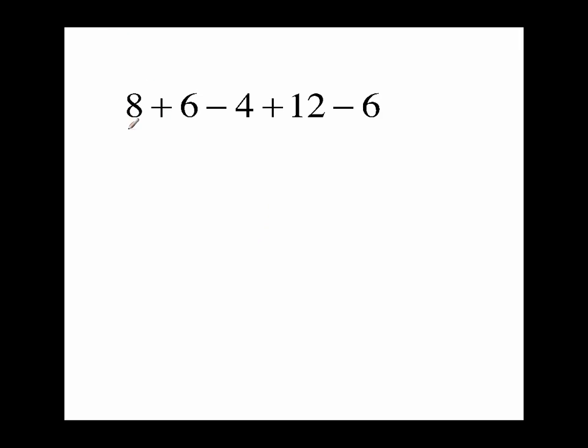Another one, in order from left to right, because this is all addition and subtraction. Add the 8 and the 6 together is 14, and the rest of the problem is the same. We'll go back to the beginning, in order from left to right. 14 minus 4 is 10, plus the 12 minus 6, in order from left to right. 10 plus 12 is 22. 22 minus 6 is 16.